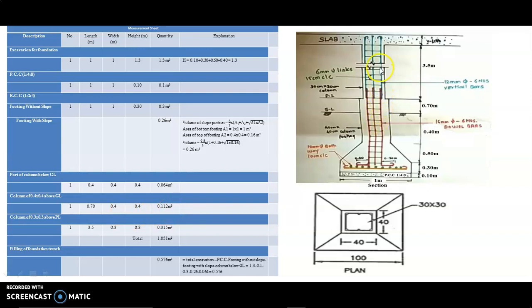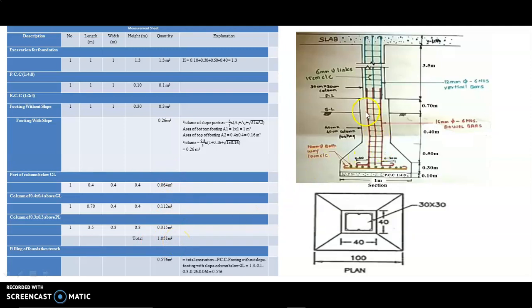Now we reach the top part, and the top part area is 30 centimeter by 30 centimeter. So width and height is 0.3 into 0.3, and the length of the column is 3.5 meter. That's why here we write 3.5 meter. We get 0.315 meter cube. The total of this column we get is 1.051 meter cube as the answer.